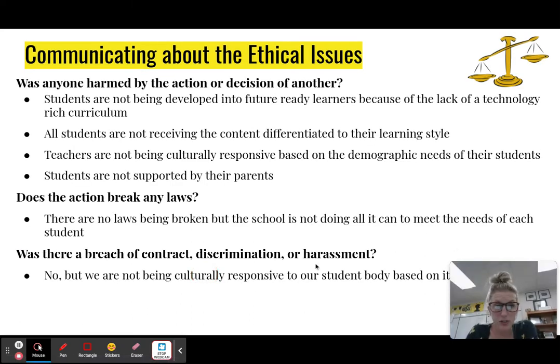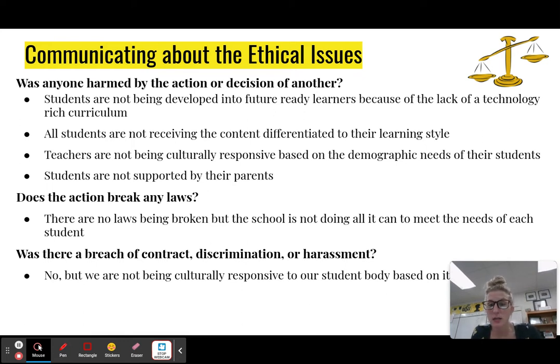Communicating about the ethical issues here. Was anyone harmed in this action or decision that's about to be made? Students are not being developed into future-ready learners. That's harm to their well-being because of the lack of a technology-rich curriculum. All students are not receiving the content differentiated to their learning style. They're not being able to individualize their learning. Teachers are not being culturally responsive based on the demographic needs of their students. And students are not being supported by their parents. So there is some harm in what's happening in this situation.